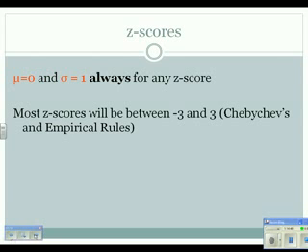And of course, we know because of Chebyshev's rule and the empirical rule that almost all of our data is going to be between Z-scores of 3 and negative 3. At least 89% in the case of normal or non-normal data. And then if we know the data is normal, the empirical rule says 99.7% of our data is going to be within 3 standard deviations, so between 3 and negative 3 on the Z-scores.